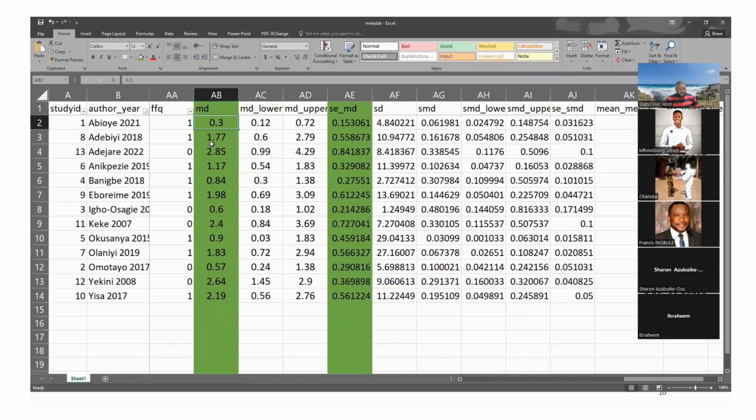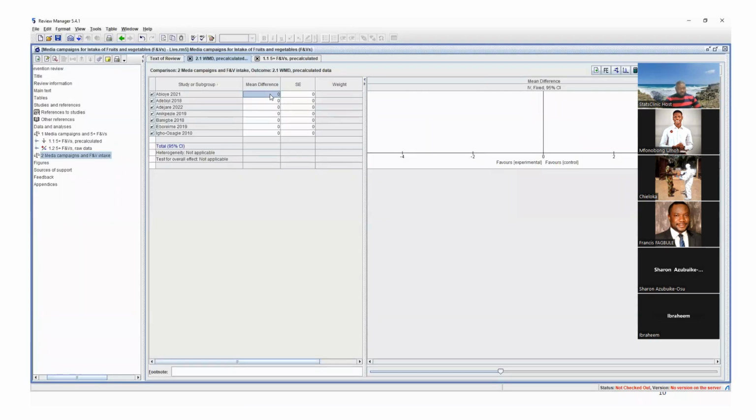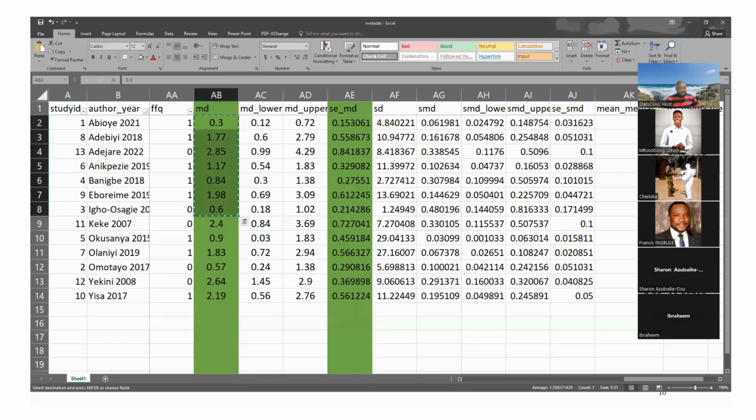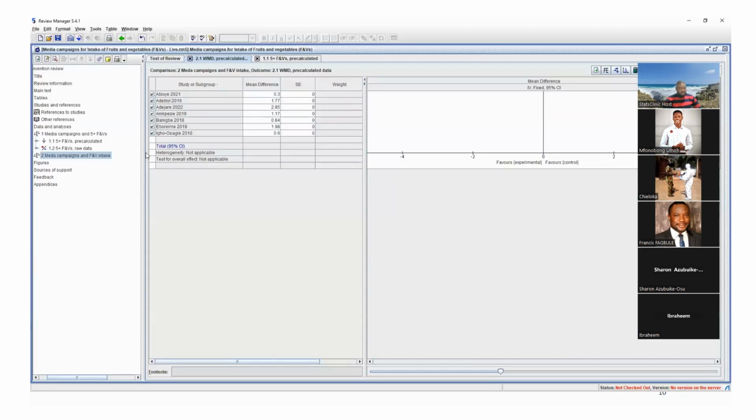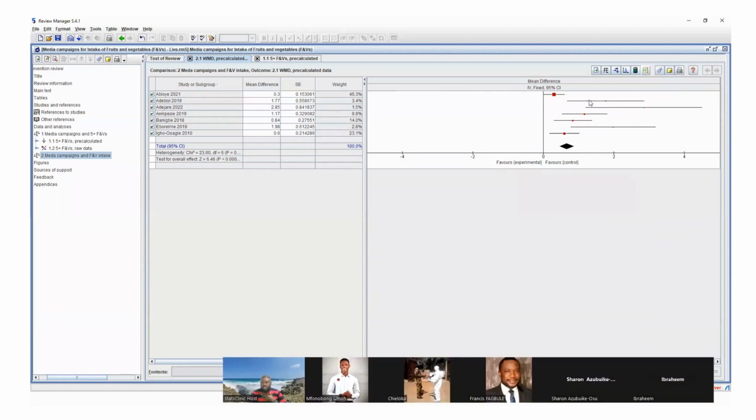So I will just copy all 7 studies and paste here. The same thing for standard error. Copy all 7 studies and paste. Then pay attention to what happens to the final plot. So that's it. The final plot is filled out. Let's see what the final plot looks like. So this is the final plot.